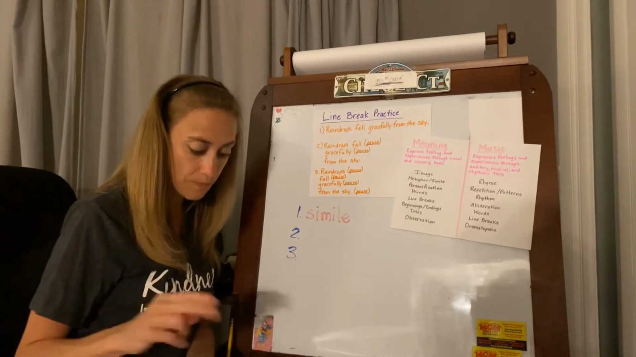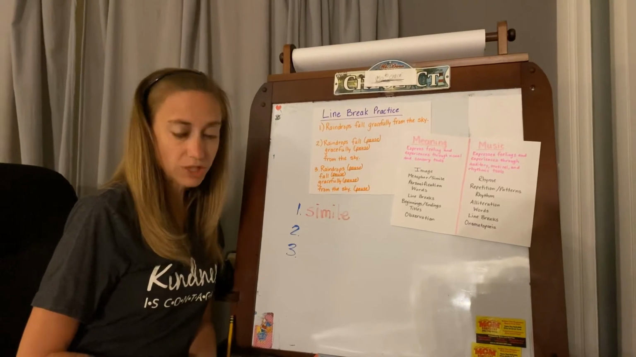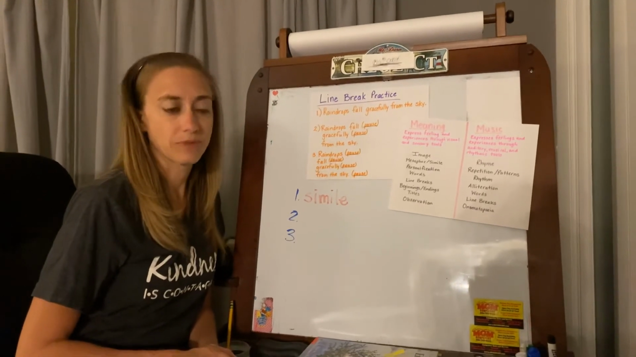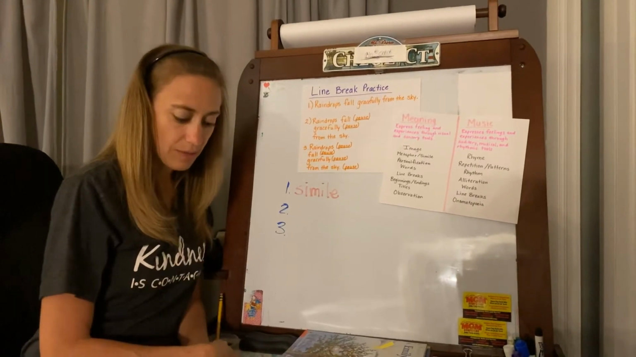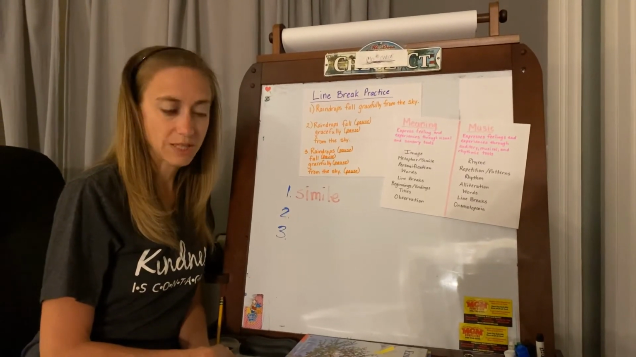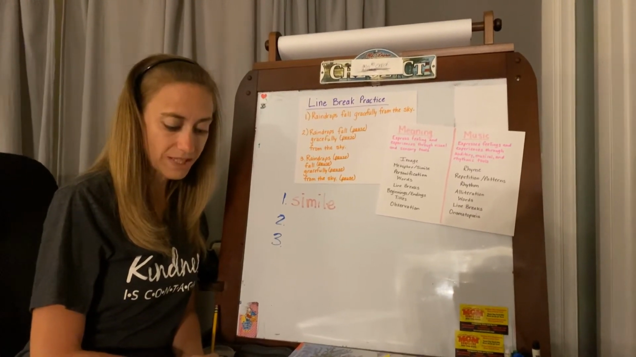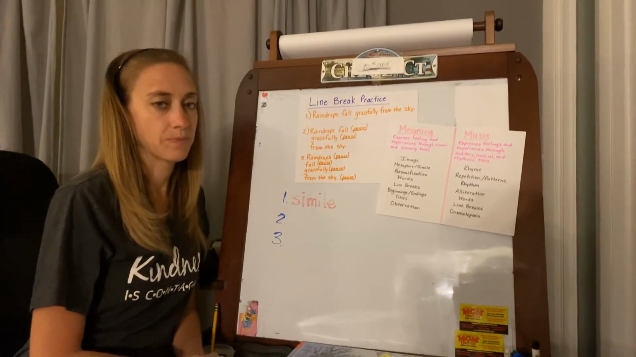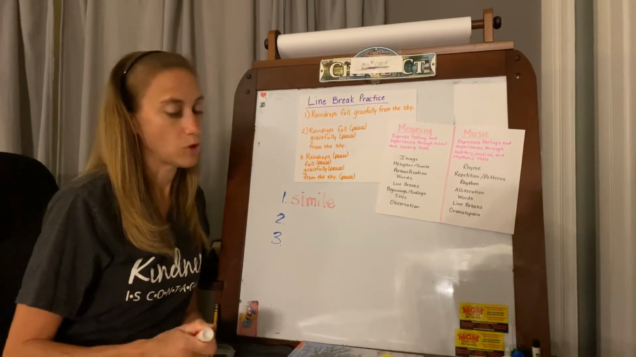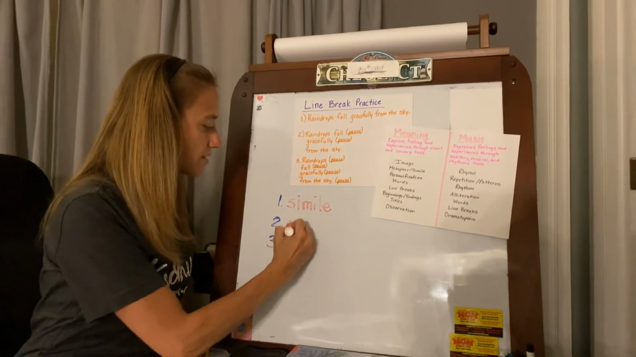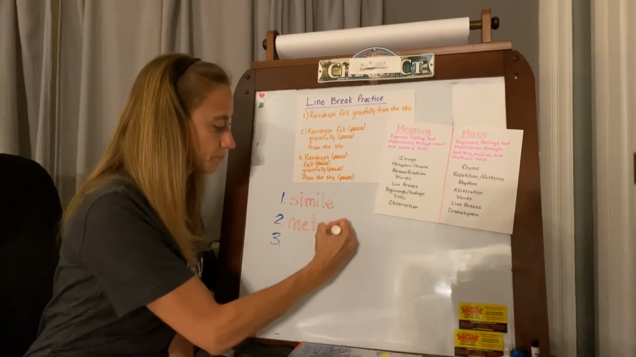Number 2, his garden was a jungle of weeds. So I'm comparing a garden to weeds. But is that one a metaphor or simile? His garden was a jungle of weeds. Do you hear me say like or as? Nope. So that one is a metaphor.